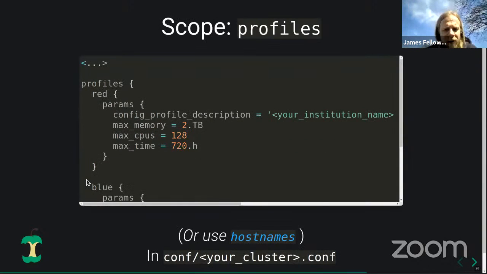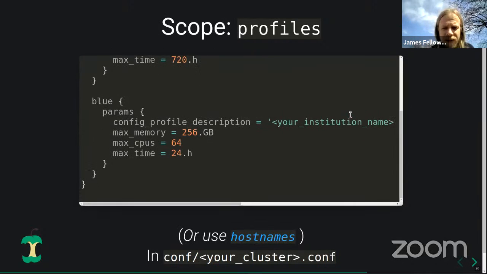And finally, in our configuration file, if you do have multiple clusters within your particular institution, you can specify this in the profile scopes here. So for example, in my example institution here, I've got the red cluster and the blue cluster, which you should be able to see here.